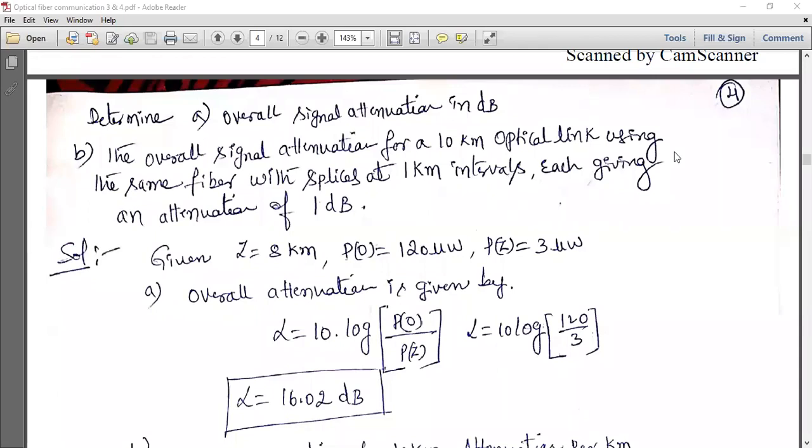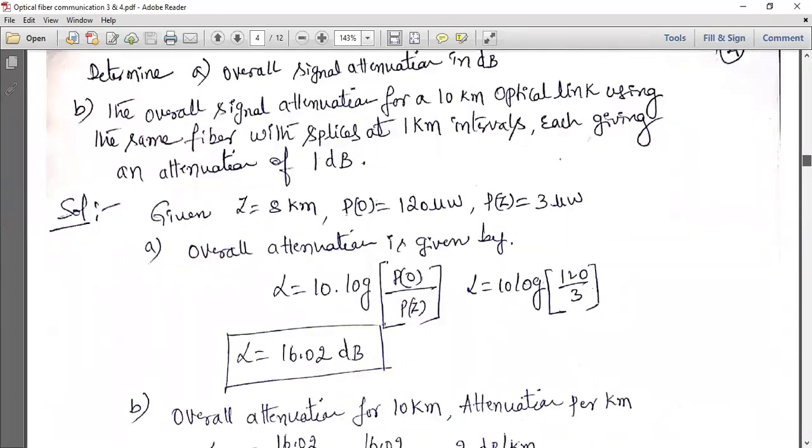Okay, we'll proceed. Z is 8 kilometer, P of 0 is 120 microwatt, P of Z is 3 microwatt, which is given. So use those values to find alpha. If you use P of 0 and P of Z, you will get 16.0 dB. P of 0 is 120 and P of Z is 3. Substitute, and you will get alpha. Here observe that there is no Z in the denominator. Alpha is equal to only 10 log.